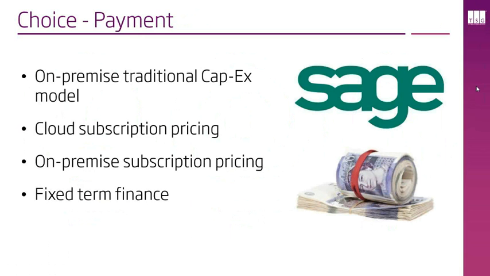But what we've got now is options. So what we've not got is people who are made to almost stay as a hostage on 50 when they've clearly grown out of the solution. So what we've got is 4 choices. So the on-premise traditional CapEx model is still there.